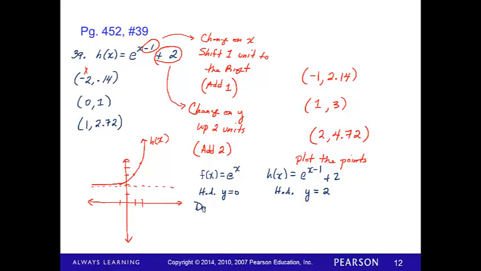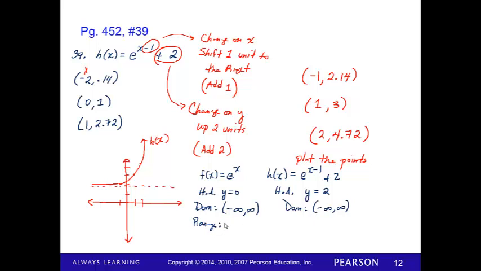The domain of f of x, like any exponential function, is -infinity to infinity. You may include all x's. And the domain of h of x is going to be the same thing, -infinity to infinity. It's an exponential function. Now the range is what's different.